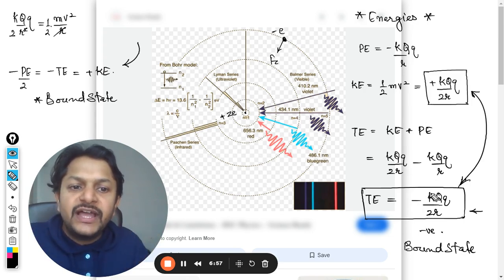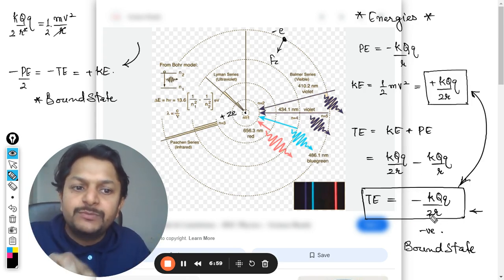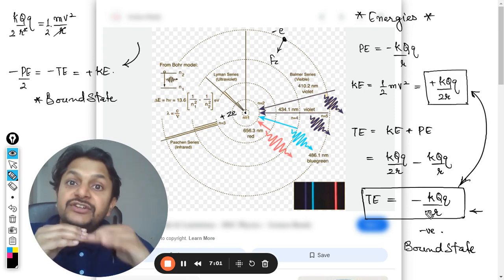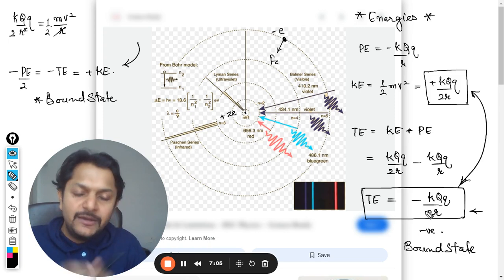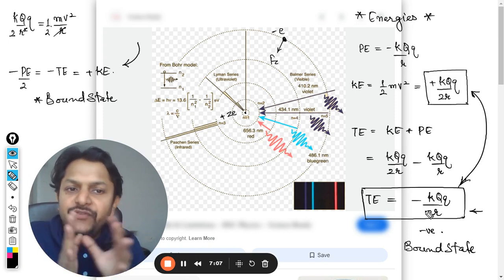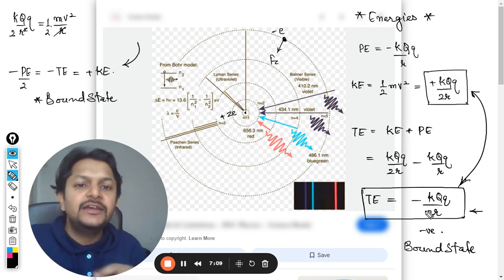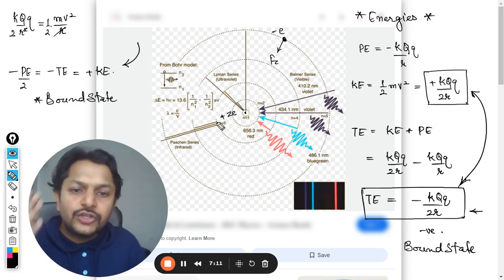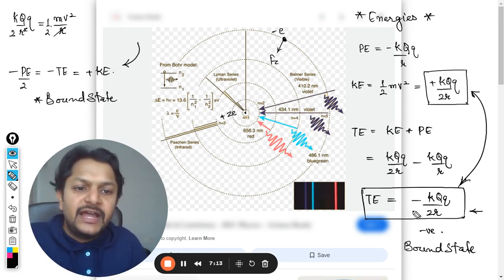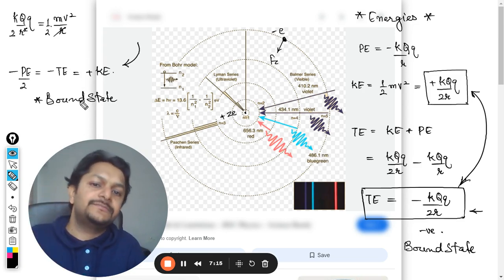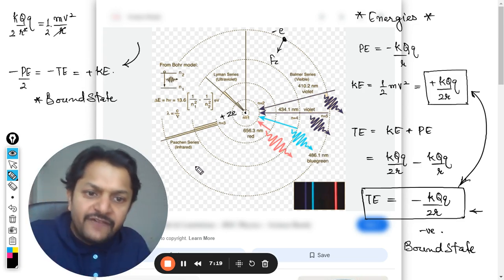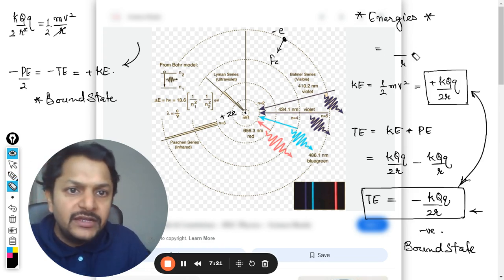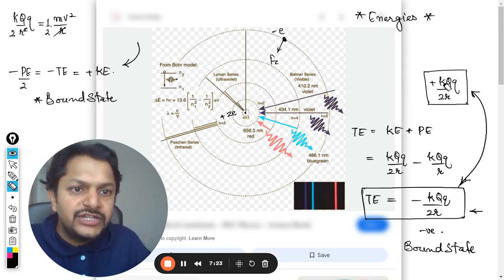Potential energy, on the other hand, is the same as the total energy, but multiplied by 2. So potential energy has double the magnitude of the total energy. Bit ironic. It's difficult to understand why that is, but this is how it is. So this is called the bound state, and the total energy is given here. Clear?